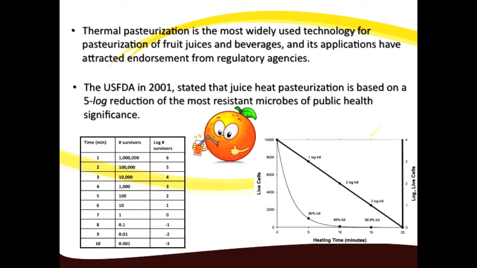With heat pasteurization being so predominant in food industry, many regulatory agencies have recognized its importance and endorsed its impact on preventing food spoilage. According to the United States Food and Drug Administration in 2001, heat pasteurization presents a 5-log reduction in the most resistant food spoilage microorganisms. This is simply a log scale, and the orange juice must be kept in the heat long enough to get a 5-log reduction in the amount of microorganisms present, as shown by the table and graph.